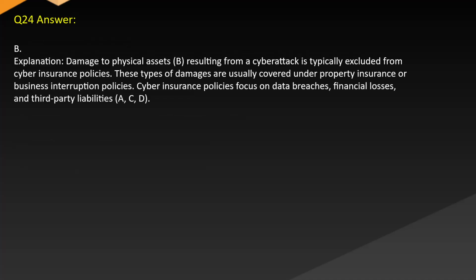Answer B. Explanation: Damage to physical assets resulting from a cyber attack is typically excluded from cyber insurance policies. These types of damages are usually covered under property insurance or business interruption policies. Cyber insurance policies focus on data breaches, financial losses, and third-party liabilities (A, C, D).